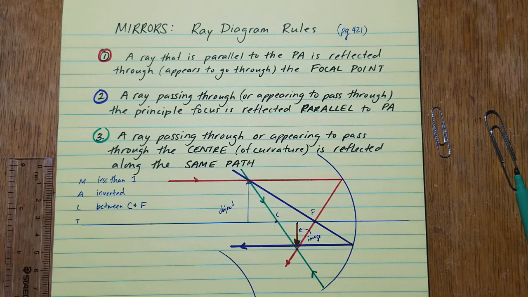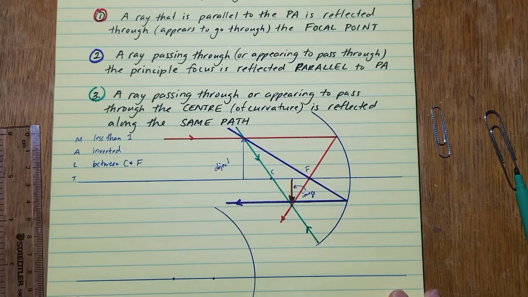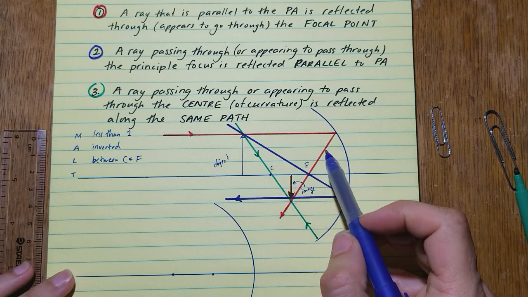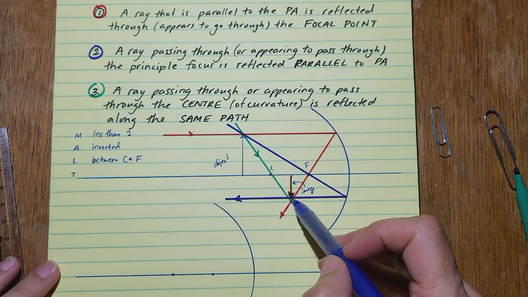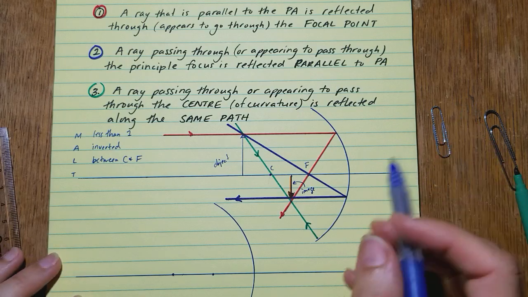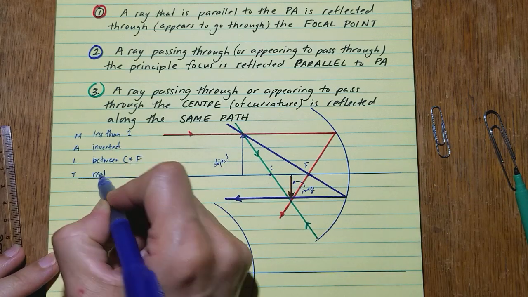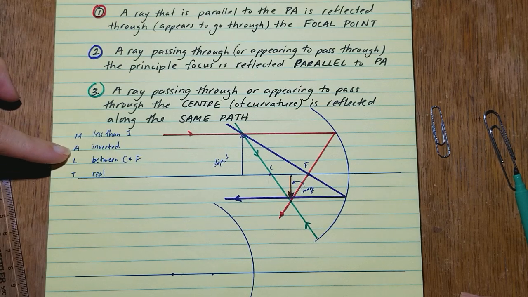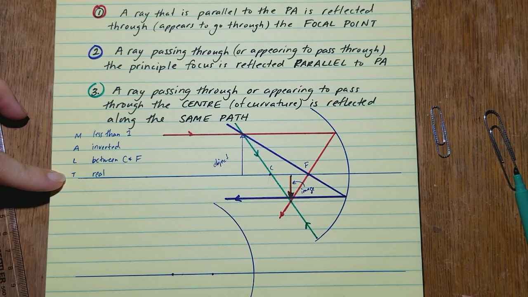And the last one is type. What type of image is it? Well, is it real or is it imaginary? You have a 50-50 chance. But if there's no dotted lines, it means that those rays of light actually do converge. So in this case, it is real. Okay, so MALT: magnification, attitude, location, type.